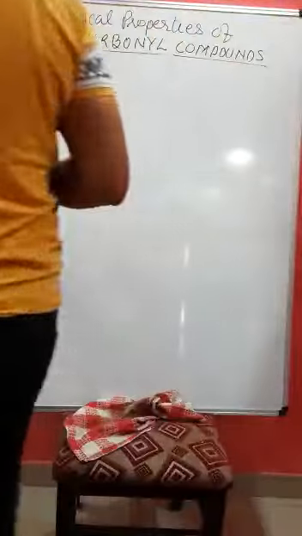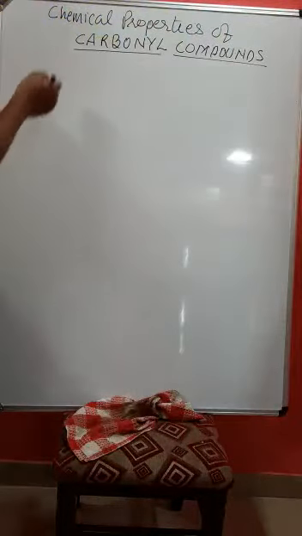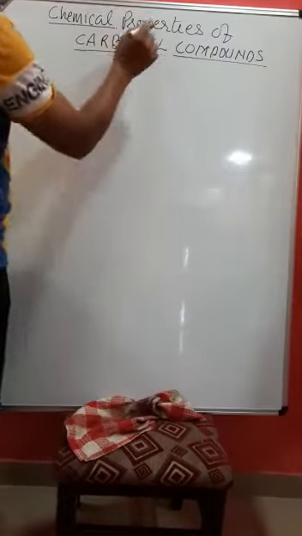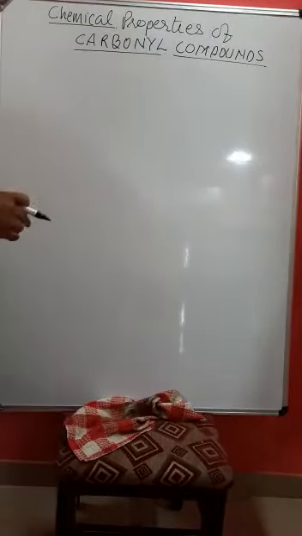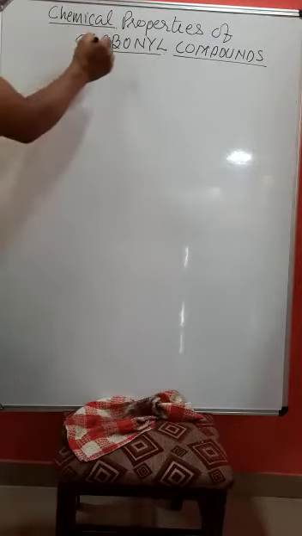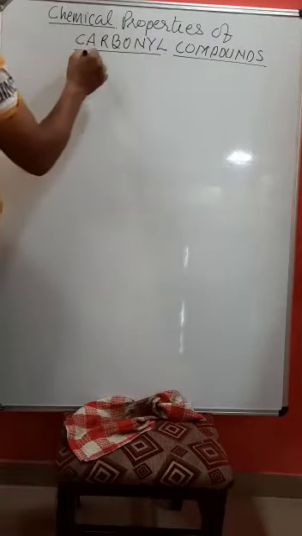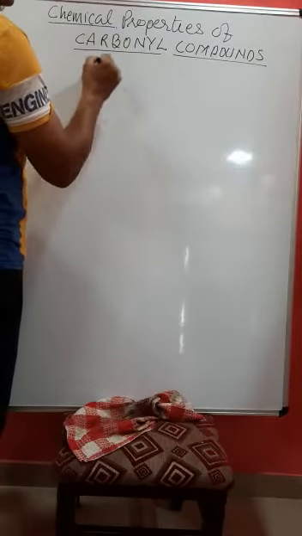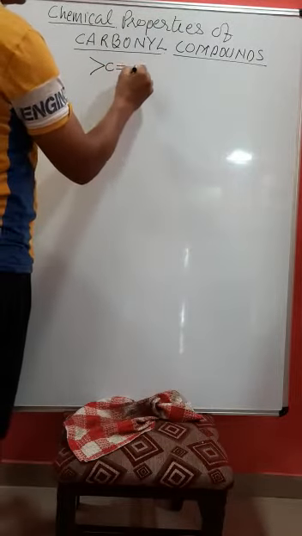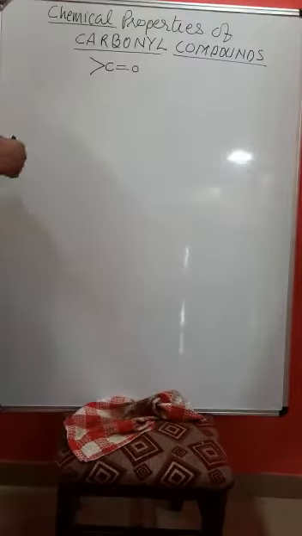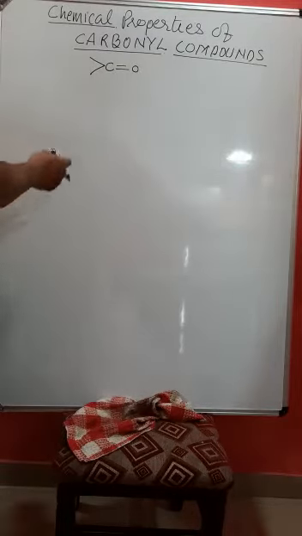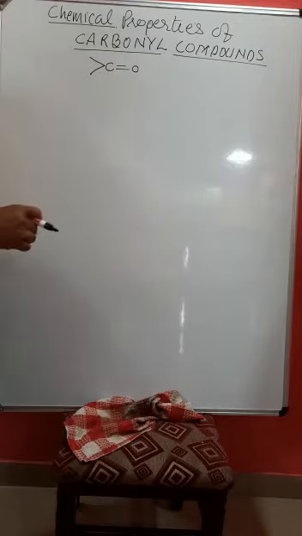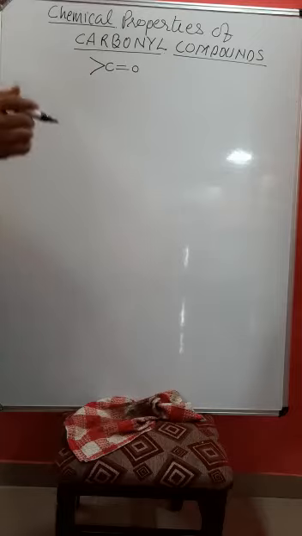Yes, students, today we are doing revision work on chemical properties of carbonyl compounds. Students, what are carbonyl compounds? In carbonyl compounds, there is a carbon and oxygen which are doubly bonded. You know, students, if there is a double bond present between two atoms, it shows unsaturation.